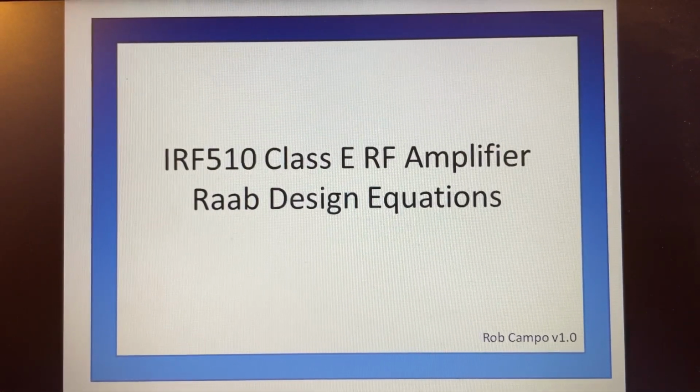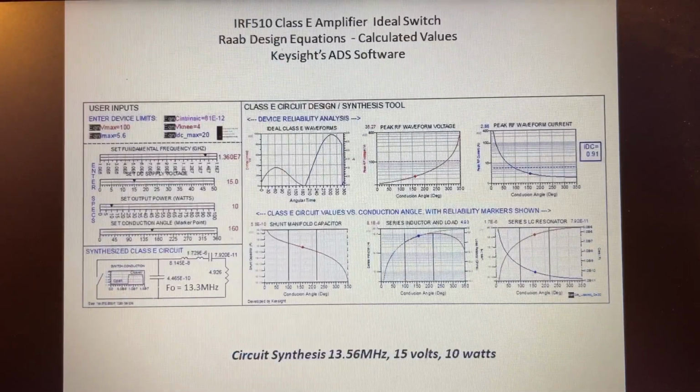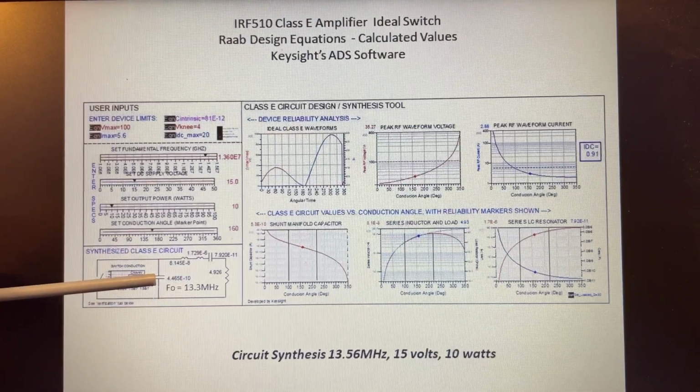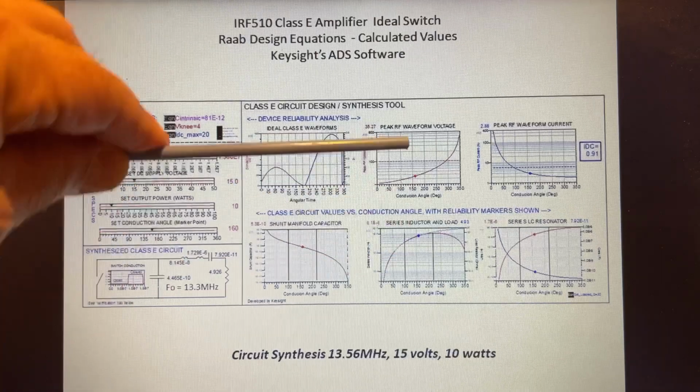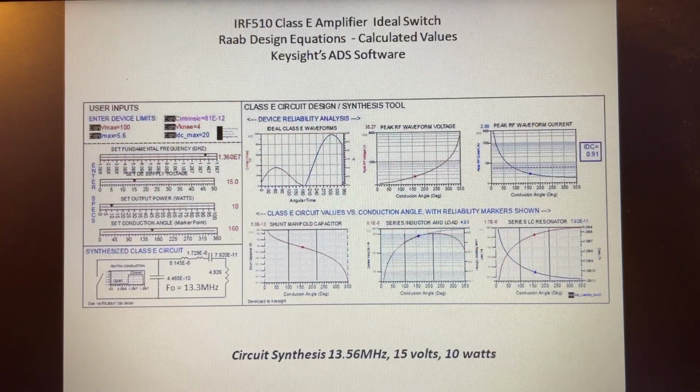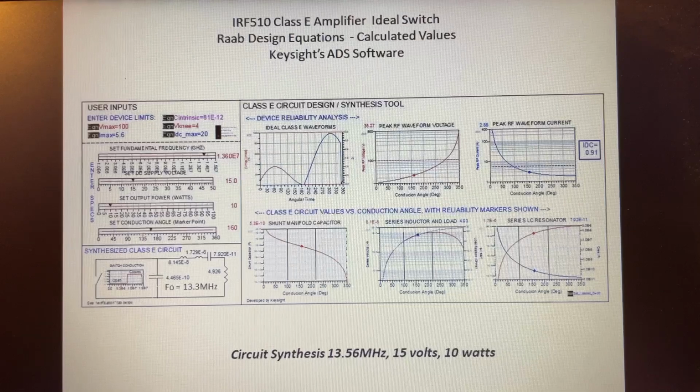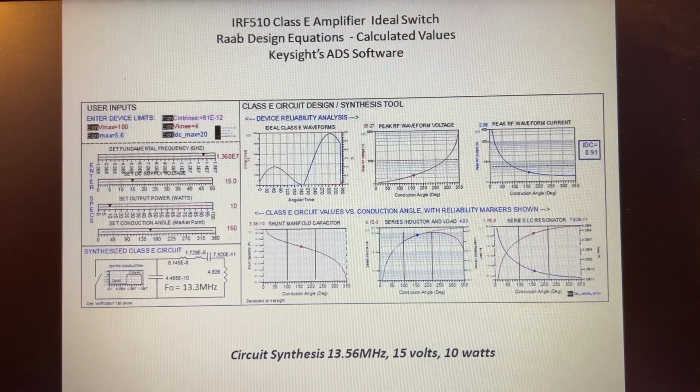And then for the sake of completeness, I mentioned Frederick Raab in the beginning of my presentation. He also did some work on Class E and set up another full set of design equations. And those are actually captured in Keysight's ADS software. So this is the workspace that Keysight provides for Class E work. And what it does is it synthesizes the circuit for you and then tells you if you're within the safe operating limits. So this is a great tool as well. It's not a free download, it's quite expensive.